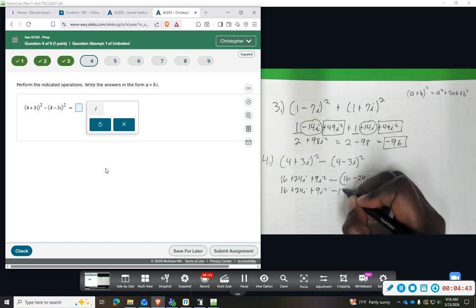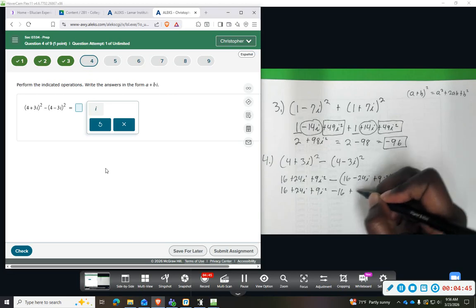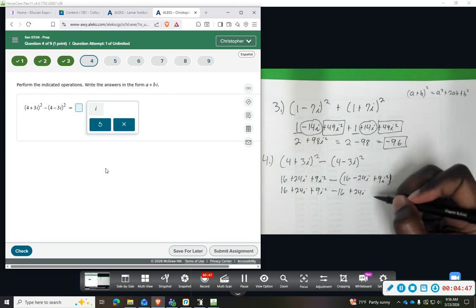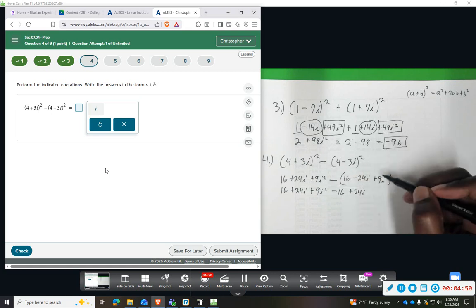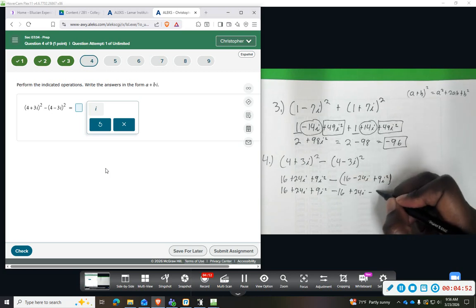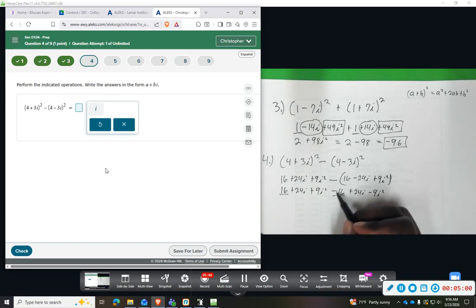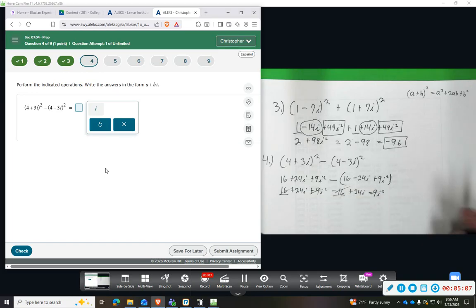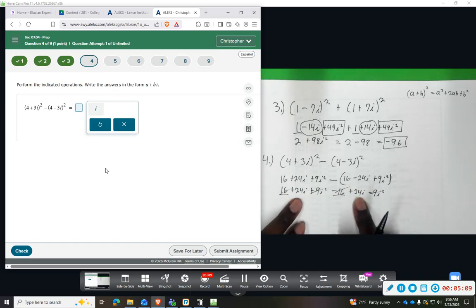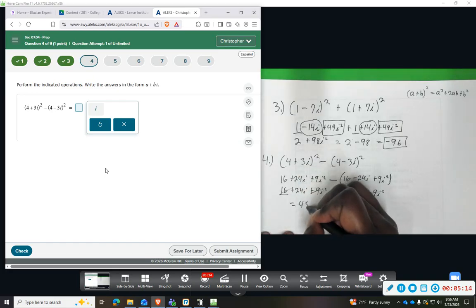It's going to be a minus 16. Negative times a negative is going to be a positive 24i. And then negative times a positive is going to give me a minus 9i squared. We're going to combine like terms. The positive 16 and negative 16 are going to zero each other out. The positive 9i squared and the negative 9i squared are also going to zero each other out. So we'll only be left with 24 plus 24, which will give us 48i.